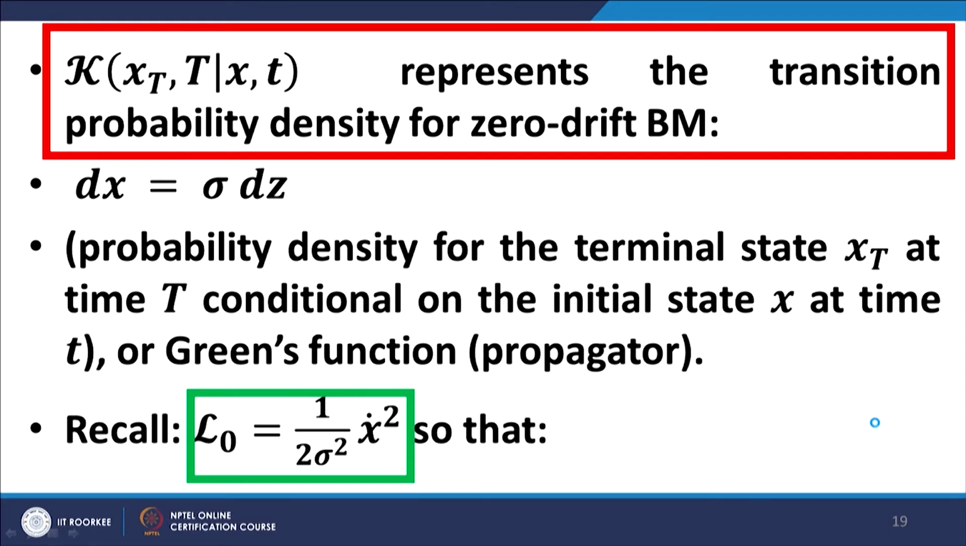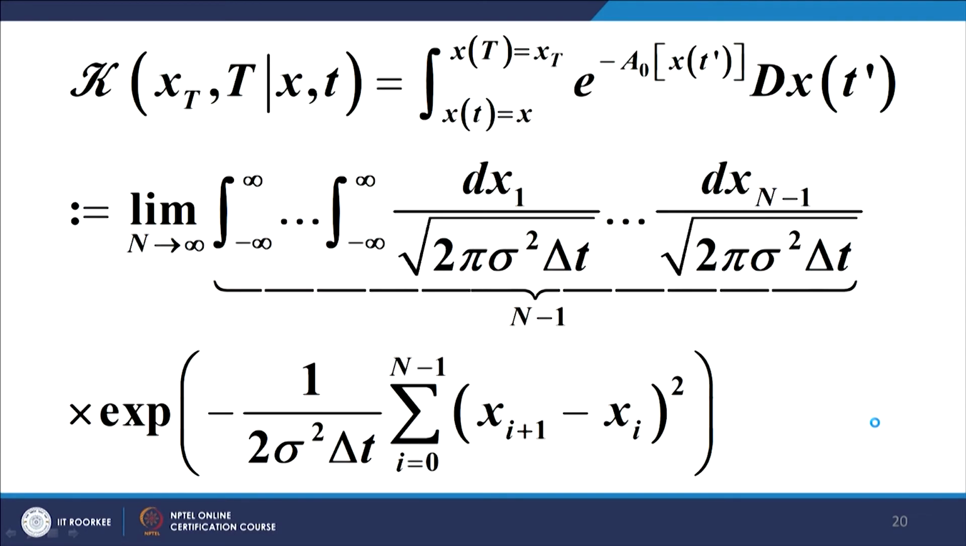And recall that the zero drift Lagrangian or the driftless Lagrangian is given by 1 upon 2 sigma square x dot square. So, we now evaluate this factor, and we will leave the other factors for the moment. We will leave them alone. We evaluate this factor.